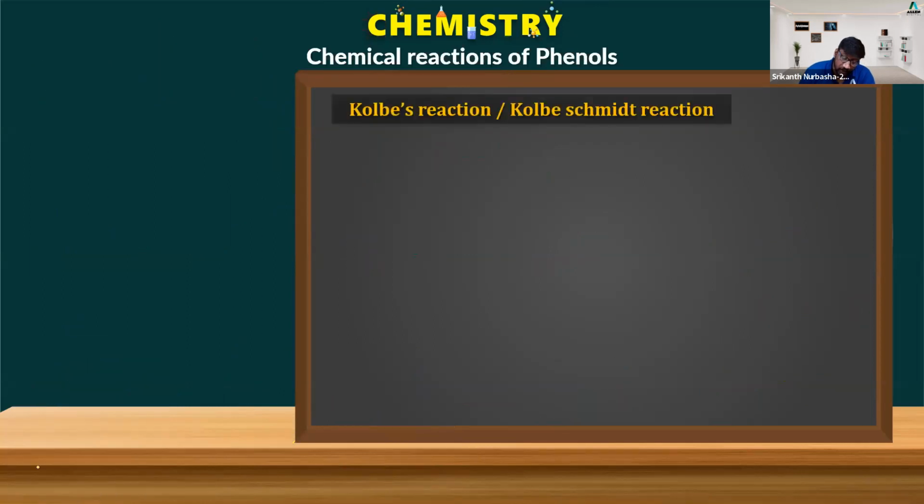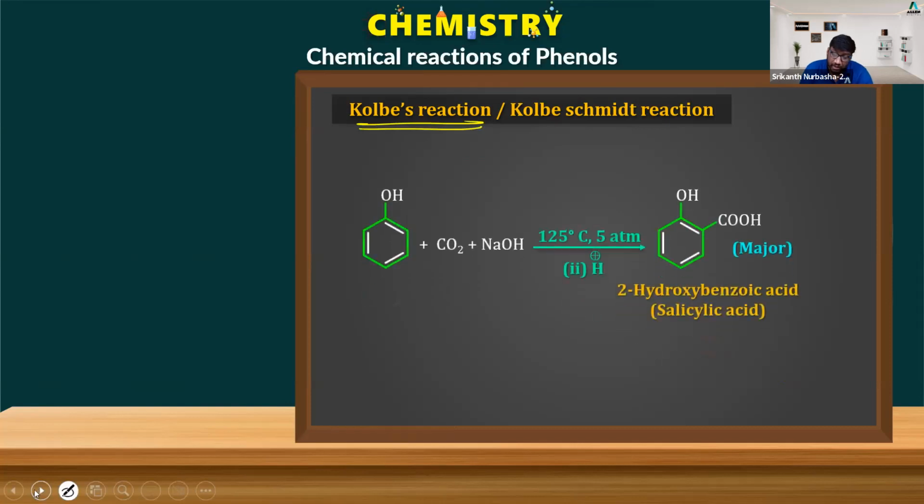right. Then comes Kolbe's reaction, or the Kolbe-Schmitt reaction. So phenol plus CO2 plus NaOH at a temperature of 125 degrees Celsius and 5 atmospheres, and then acidification, the second set, you get 2-hydroxybenzoic acid, which is nothing but salicylic acid. How is this reaction happening, students? Same. So first you have phenol treated with NaOH. OH minus will try to pick up this proton to form the respective phenoxide.